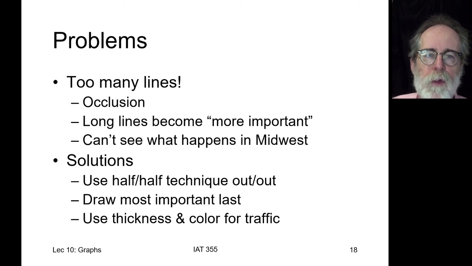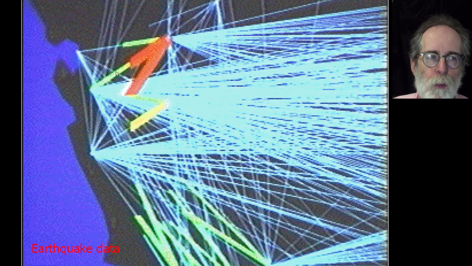So one of the things they did to address this is to use the half and half technique that I showed on the previous slide, where the edge is drawn with two line segments, one thick, one thin, indicating the relative traffic. And they also decided to draw the most important last, and presumably what they meant was most important equals where there are blockages, and using thickness and color for traffic. And red is where you have traffic that is at or above overload.